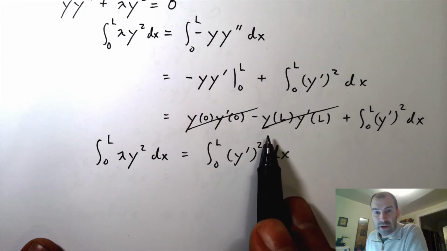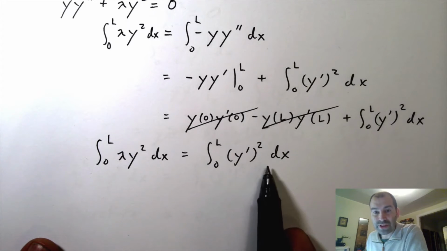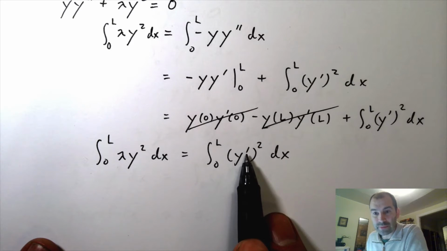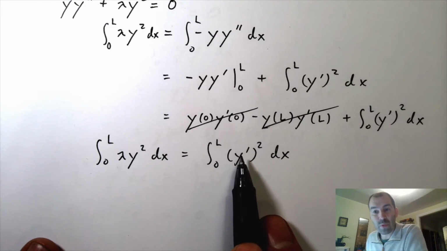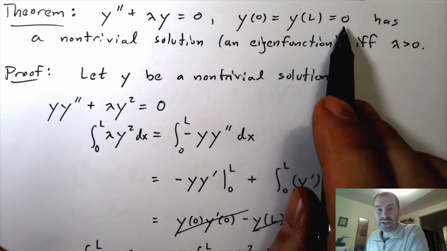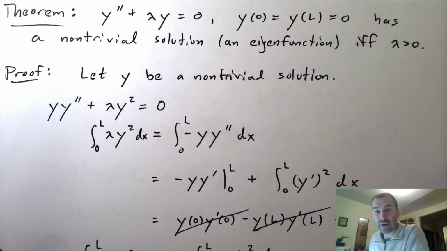Now look at this quantity. This thing is always non-negative. So the only way this whole thing can be 0 is if this is constantly 0. That means that y prime is always 0. If y prime is always 0, that means that y is a constant. But look, y is equal to 0 at 0. So if it's a constant, it must be equal to 0 everywhere.